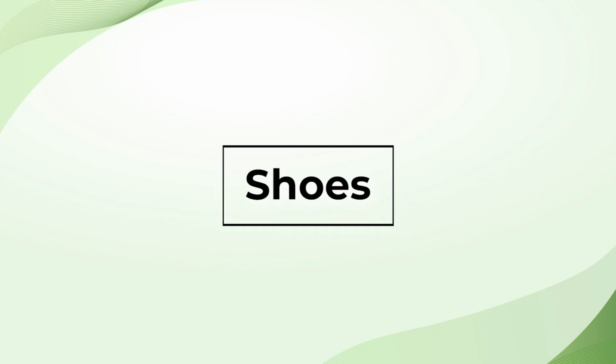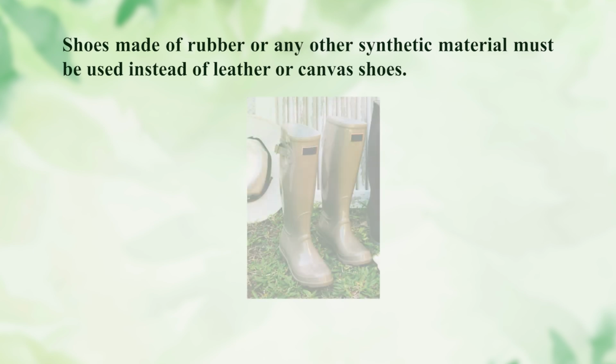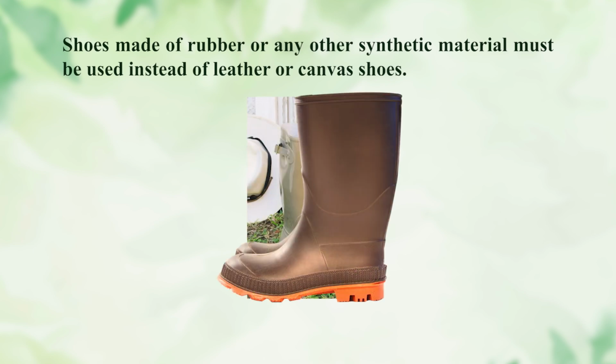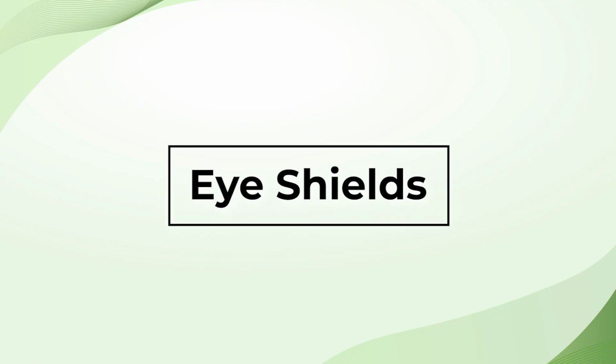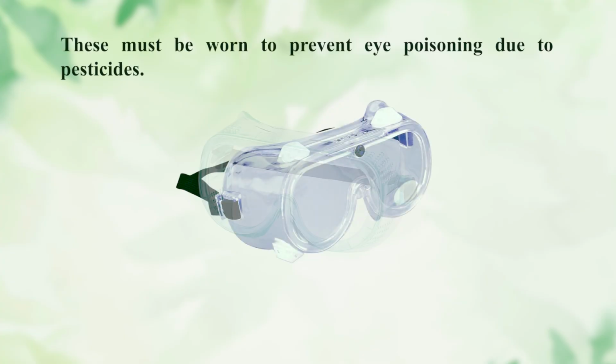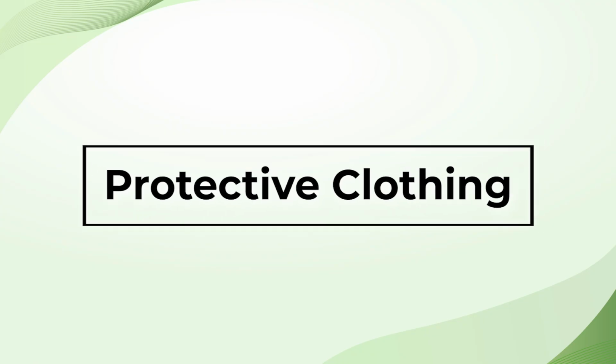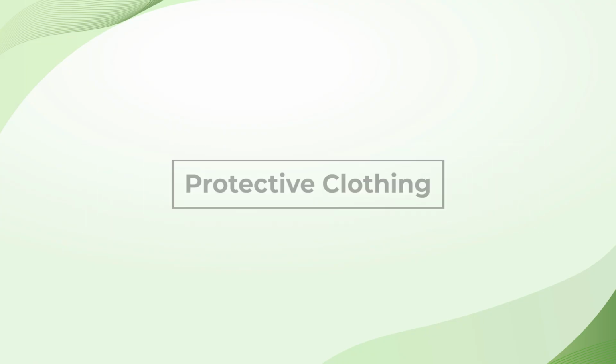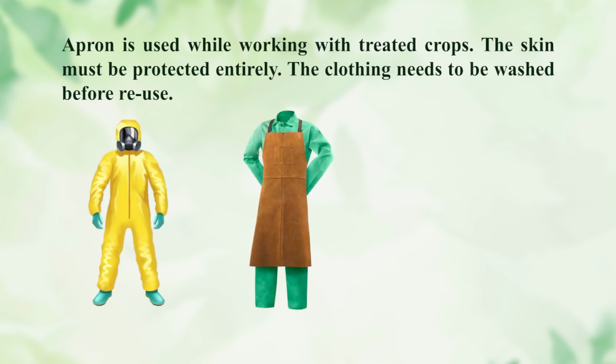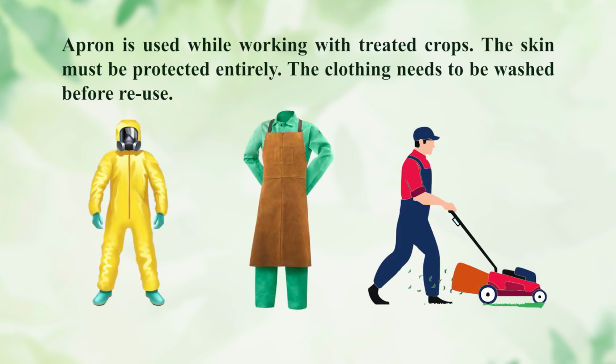Third, shoes. Shoes made of rubber or any other synthetic material must be used instead of leather or canvas shoes. Fourth, eye shields. These must be worn to prevent eye poisoning due to pesticides. Fifth, protective clothing. An apron is used while working with treated crops. The skin must be protected entirely. The clothing needs to be washed before reuse.